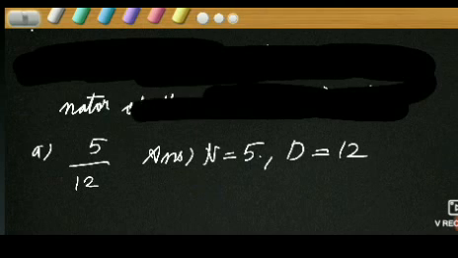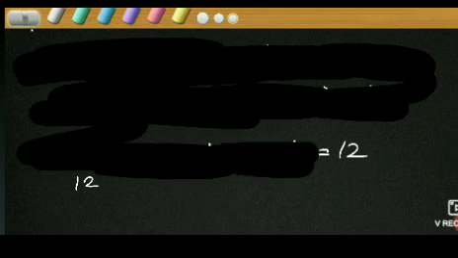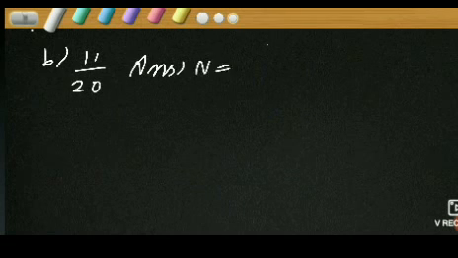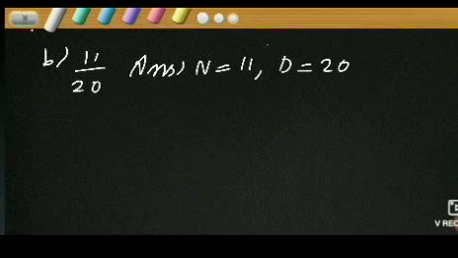11 by 20. B, the question is, whatever larger be the number, no problem. We can identify the numerator and denominator, isn't it? 11 by 20. What is the answer? Which is the numerator here? Numerator is 11. Good. Which is the denominator? Denominator is 20, isn't it?